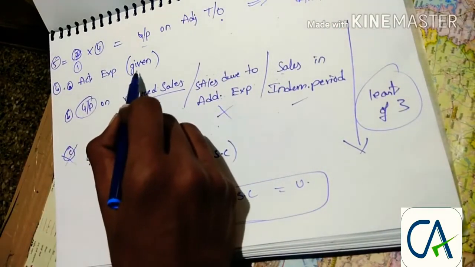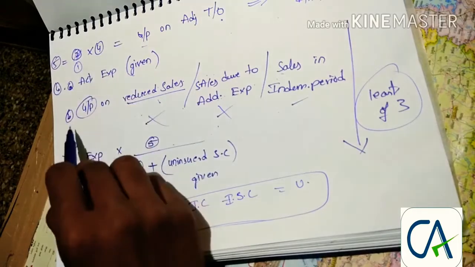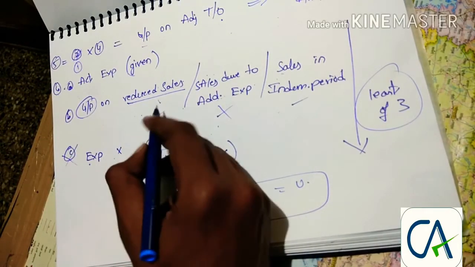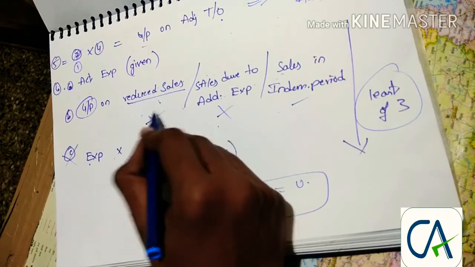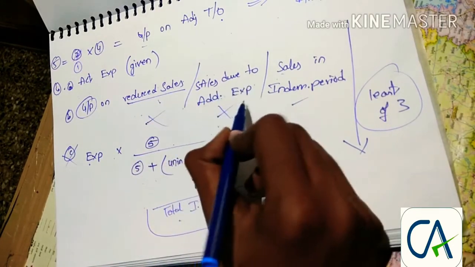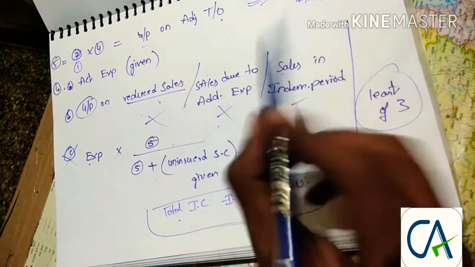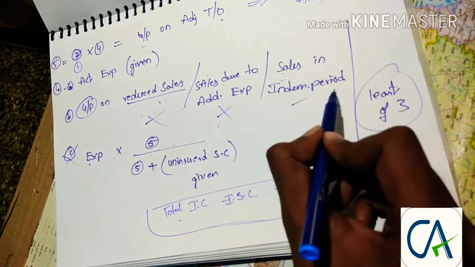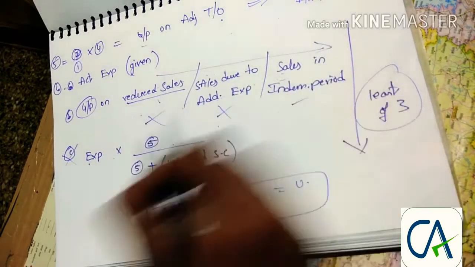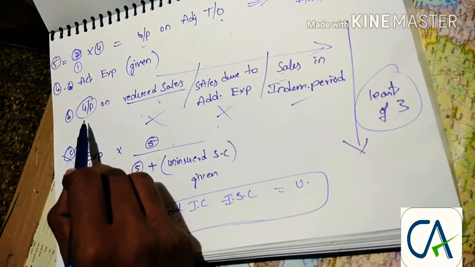Actual expenses will be given in the question in step 6. And for gross profit, there are 3 types. If reduced sales is given, that is the first priority. If reduced sales is not given, then it is taken as sales due to the additional expenses. If that is also not given, then you go to sales in the indemnity period. Just remember this order, and on this you calculate the gross profit.